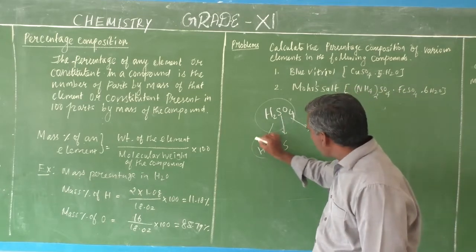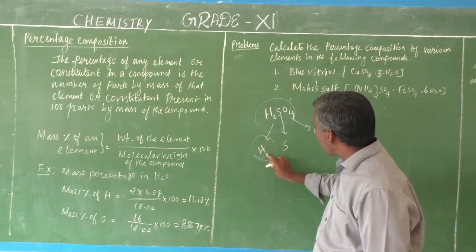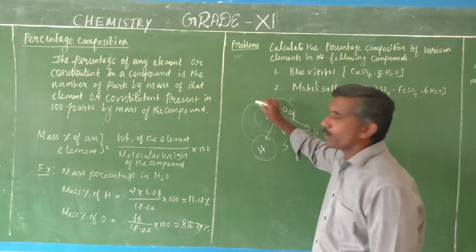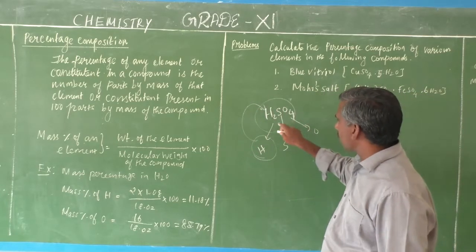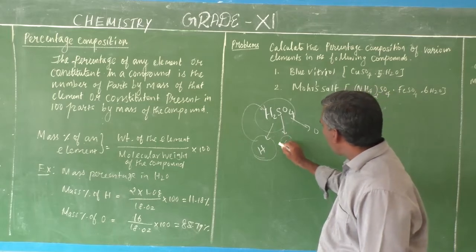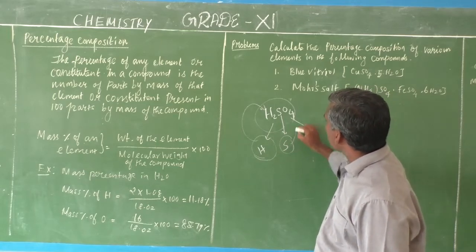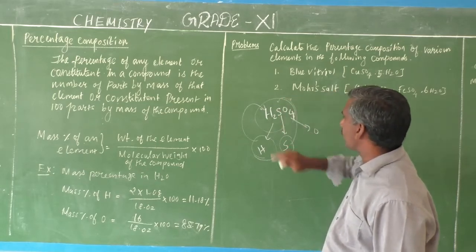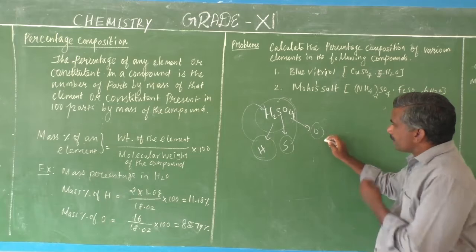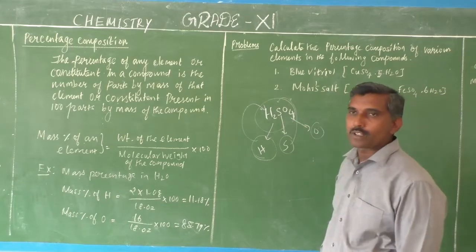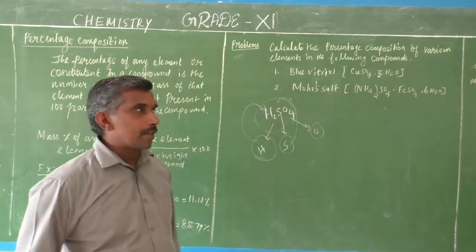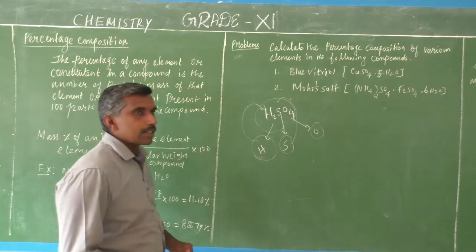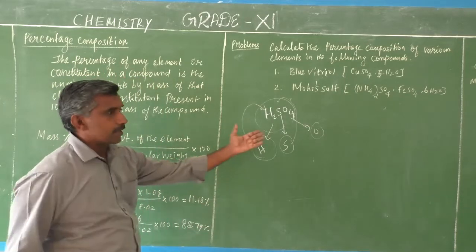Now, what is the percentage of hydrogen present in sulfuric acid? How much percentage of sulfur is present in sulfuric acid? How much percentage of oxygen is present in sulfuric acid? So that is a percentage composition. That is known as percentage composition with different elements.